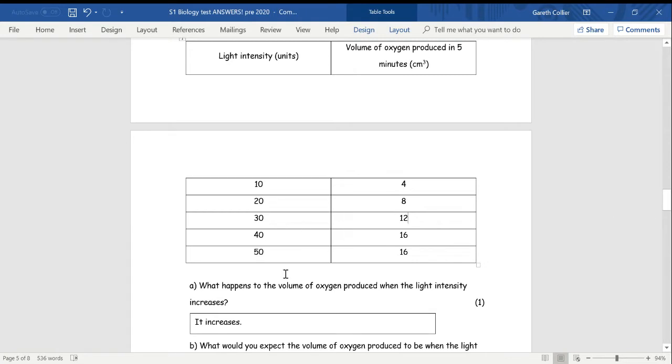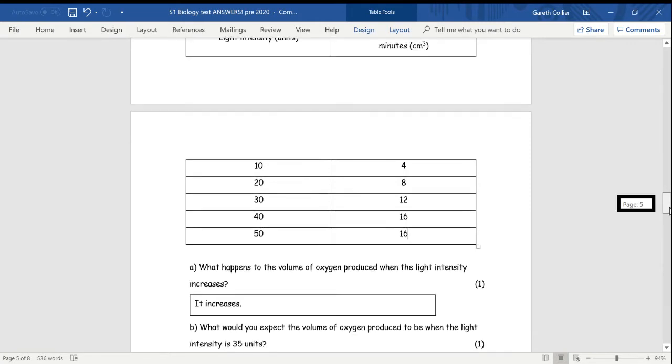So clearly we've hit a kind of highest possible speed when you get to 40. 41, 42, 43, up to 50 doesn't seem to make much of a difference. What happens to the volume of oxygen when the light intensity is increased? It increases, nice and simple.